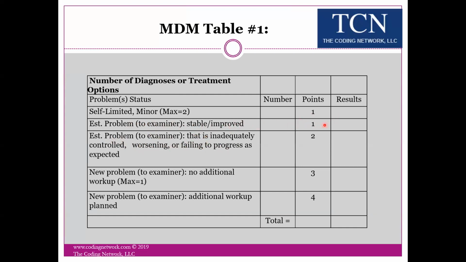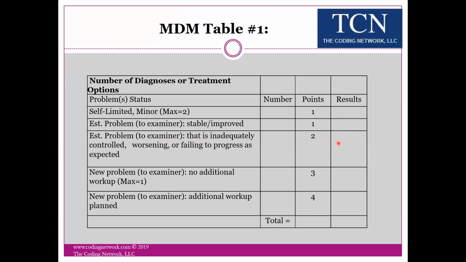One stable problem is going to lead to a 99212. 1 point is typically a very straightforward medical decision making. Whereas if you somehow indicated, no, this problem really is not stable, I'm not pleased with the progress, however you want to word that, it'll at least give it 2 points. 2 points typically leads to low complexity, which is a 99213. So it will make a difference in the levels.